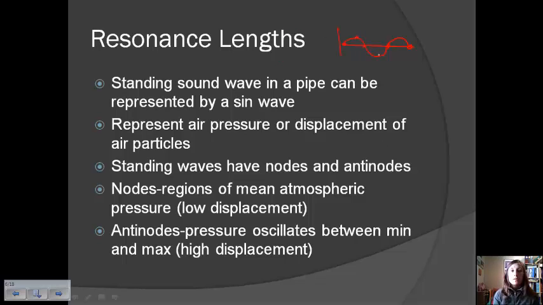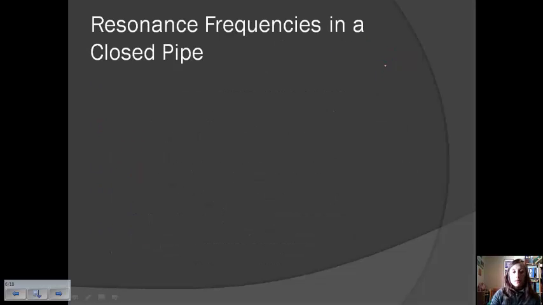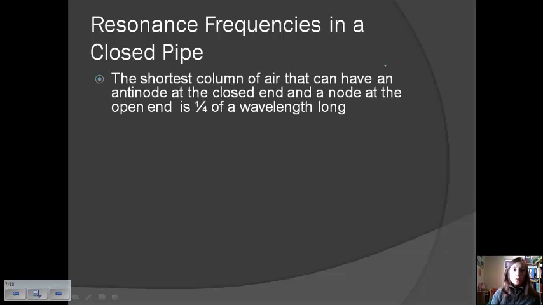So here is the most displacement positive, here's the most displacement negative, and we could go on like that. Okay, so we've got nodes and antinodes, which is very similar to what we had in the previous chapter. We were just talking about waves in general. Okay, so let's look at resonance frequencies in a closed pipe.